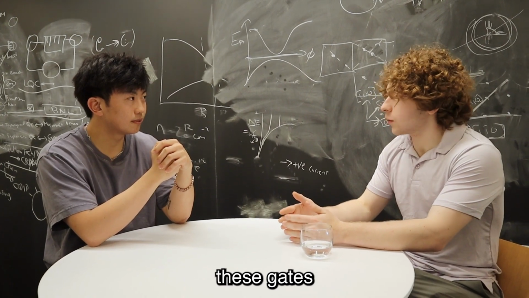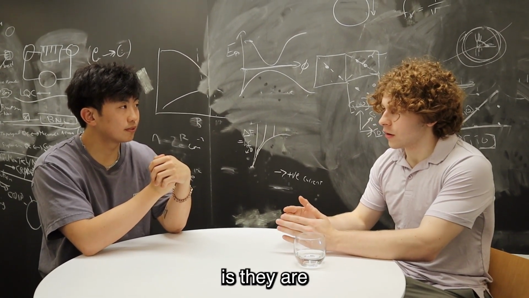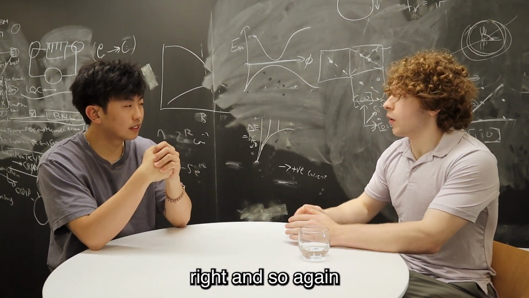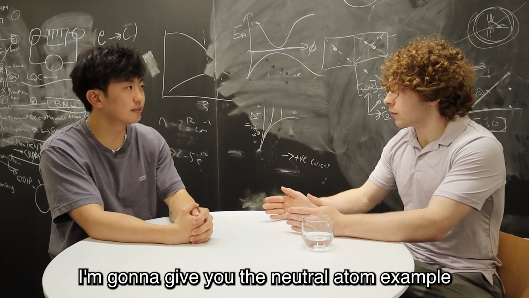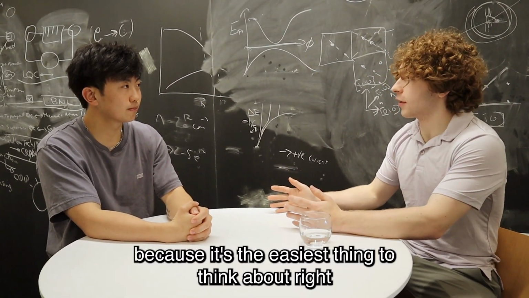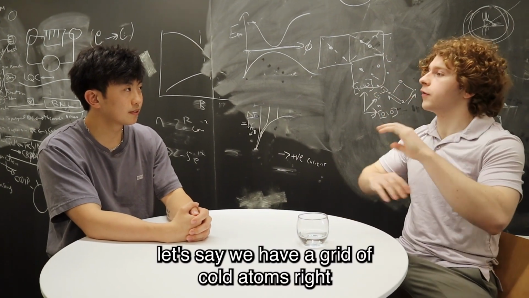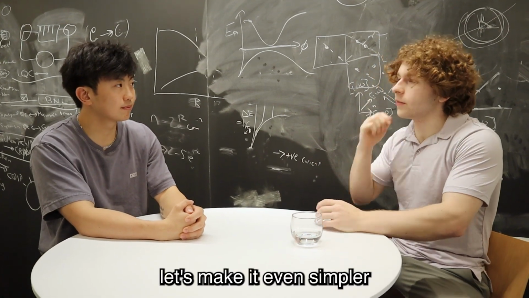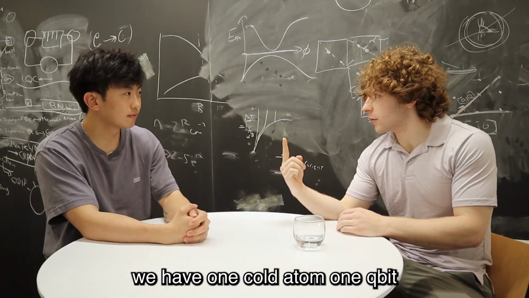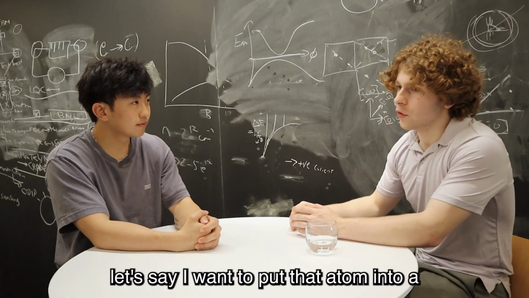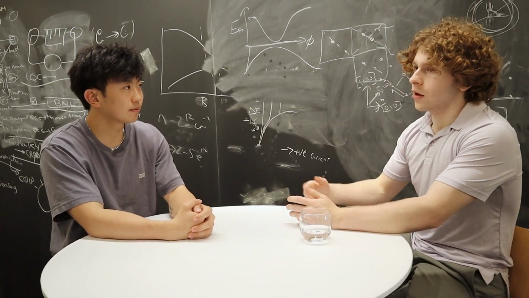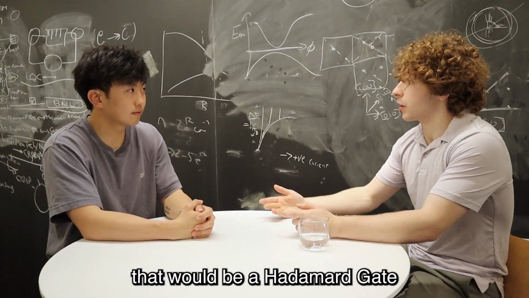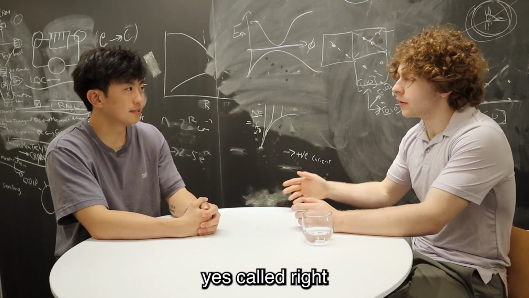In reality, these gates are signals that you send to a chip that already exists. I'm going to give you the neutral atom example, the cold atoms, because it's the easiest thing to think about. Let's say we have a grid of cold atoms in a vacuum chamber, and that's our quantum computer. Let's make it even simpler: we have one cold atom, one qubit. Let's say I want to put that atom into a superposition of the 0 and the 1 state, so I want to apply a gate to it. That would be a Hadamard gate if I made it an equal superposition. That's what it's called, right?